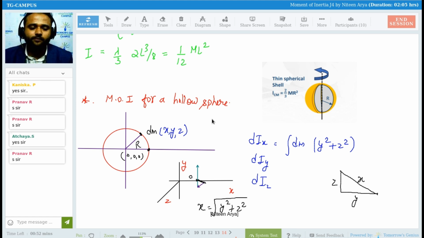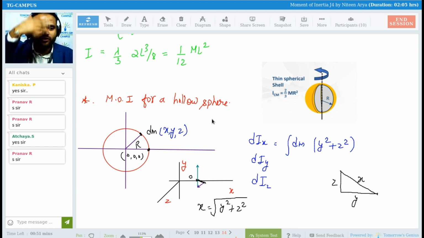So in a 3D system, if I want to find x for the other two axes, that is y square plus z square. You can understand it in this way. Suppose this is my x, right? So y is going to be in this way. Is this clear? And then z is going to be in this way. So this is base and this is perpendicular.